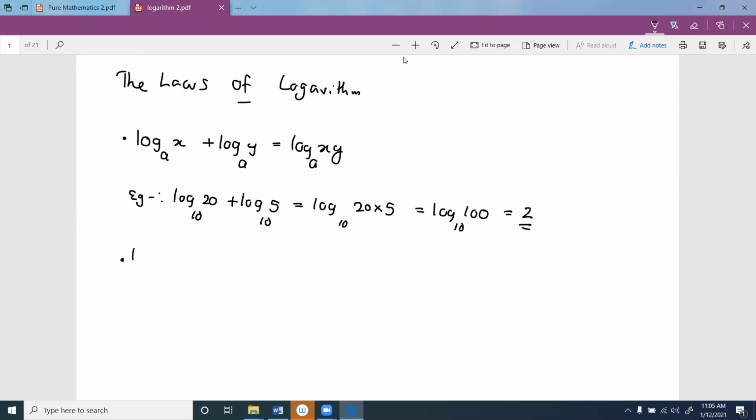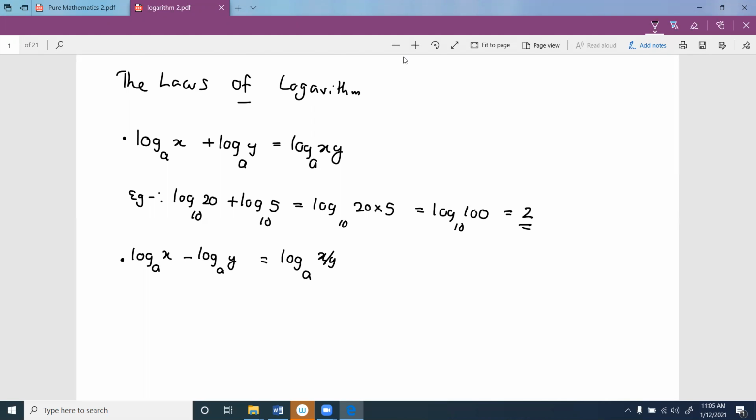The second rule is, if you get log a x minus log a y, remember, I'm always repeating this, the base should be the same. Here the base is the same, other than that you cannot write it. So you can write this as log a of x over y. If there's a subtraction, you can write it as a division, x divided by y.